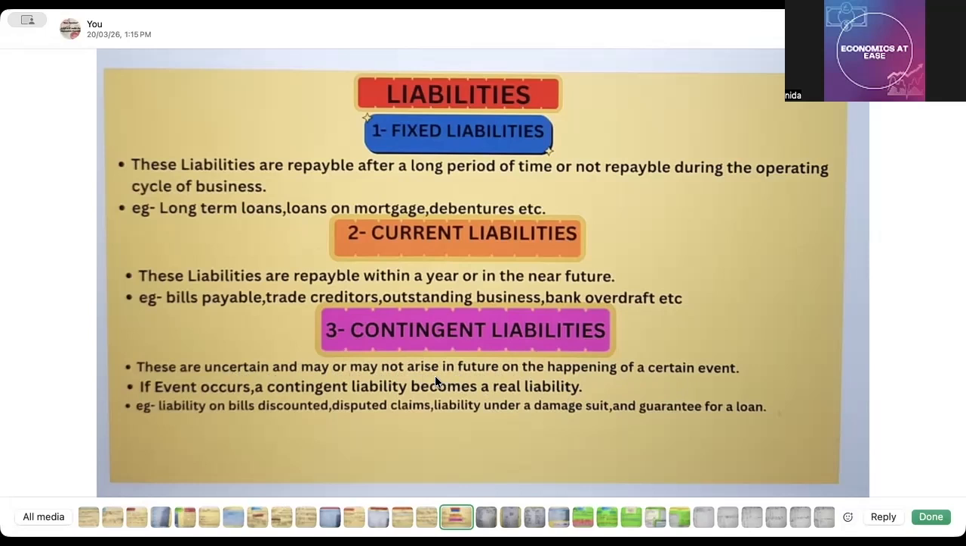Okay, so they may or may not arise in future. That's why it is known as contingent liabilities. If event occurs, a contingent liability becomes a real liability. यानी कि आपको फिर पे करना पड़ेगा if the event occurs. अगर वो चीज हो जाती है then you have to pay, otherwise आपको नहीं करना है. For example, liability on bills discounted, disputed claims, liability under a damage suit, and a guarantee for a loan. Okay, so if these kind of things are going to occur, then you have to make the payment. So but the account is what, that is the contingent liabilities account के अंडर में ये आएगा.